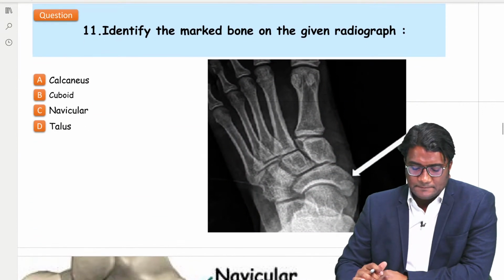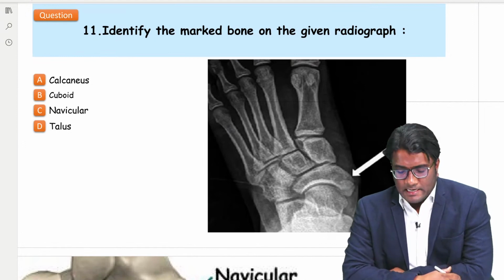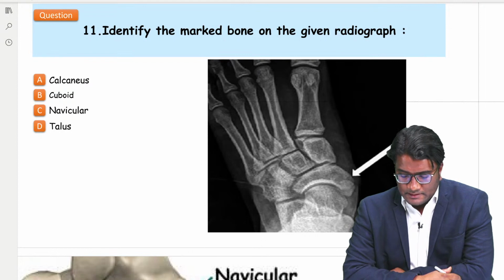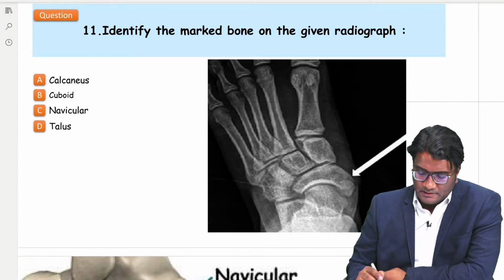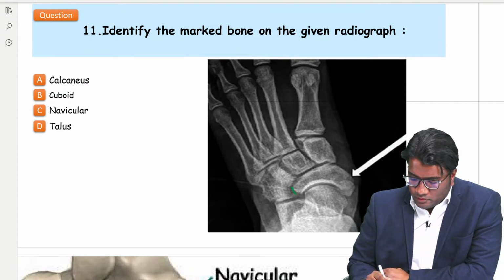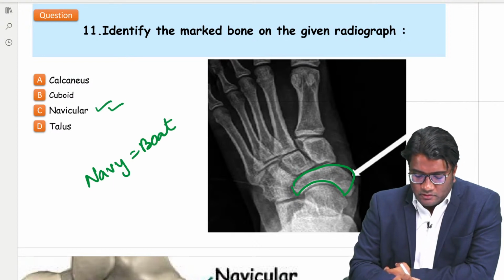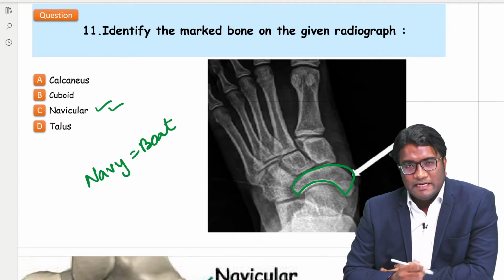Okay, next. What is this? Identify the marked bone on the given radiograph. Did you look at this? What did you answer? So this bone, which is appearing like a boat, this boat shaped bone is what is called your navicular bone. On the medial side you have it.